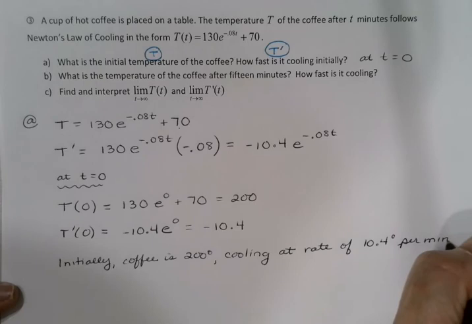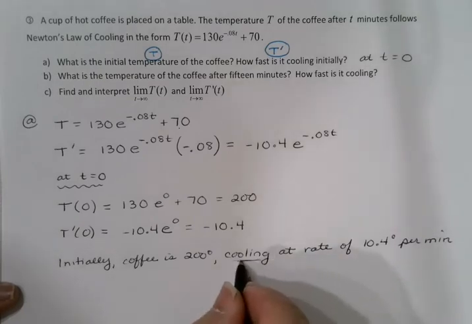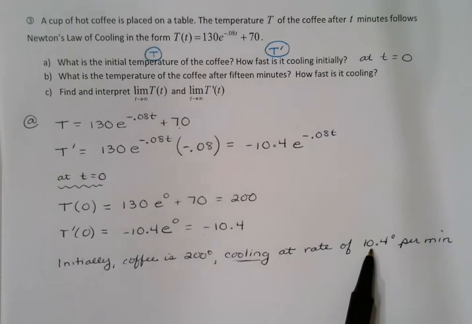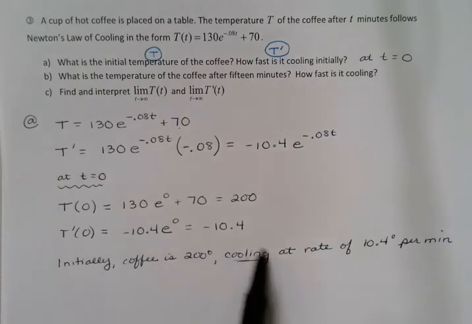By the way, because I said cooling, I didn't include the negative in my description. The negative is that cooling or reducing in temperature. It's already part of the description, so I don't want to use the negative sign on the 10.4 when I say that.